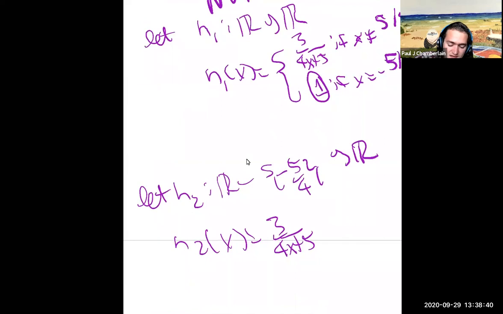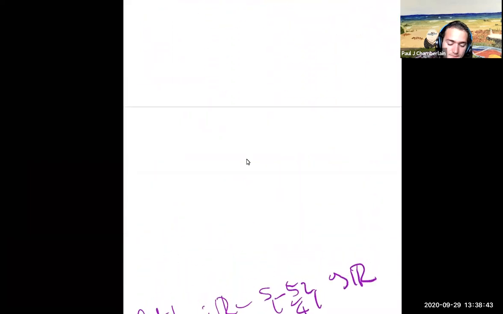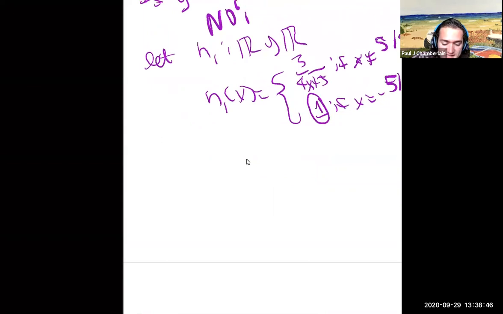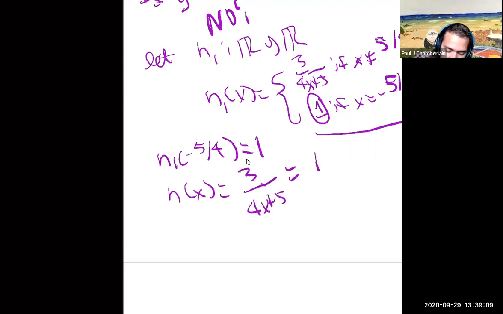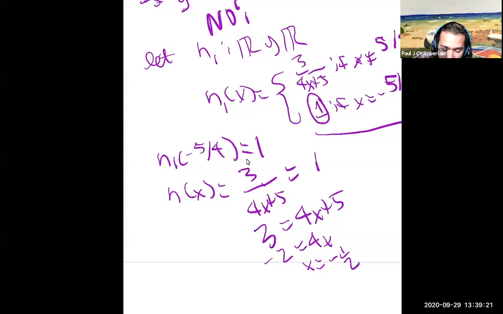If we can find two values that both map to 1, or two inputs that both map to the same output, we can prove that it's not a one-to-one function. So let's try, okay, I'll find something that equals 1. I'll say h1 of negative 5/4 is equal to 1 from this piecewise definition we have here. And then I'll also try to find some x such that 3 over 4x plus 5 is equal to 1. So I'll say 3 is equal to 4x plus 5, and I'll subtract 5 from both sides to end up with x equals negative 1/2. And then I'll plug this in.